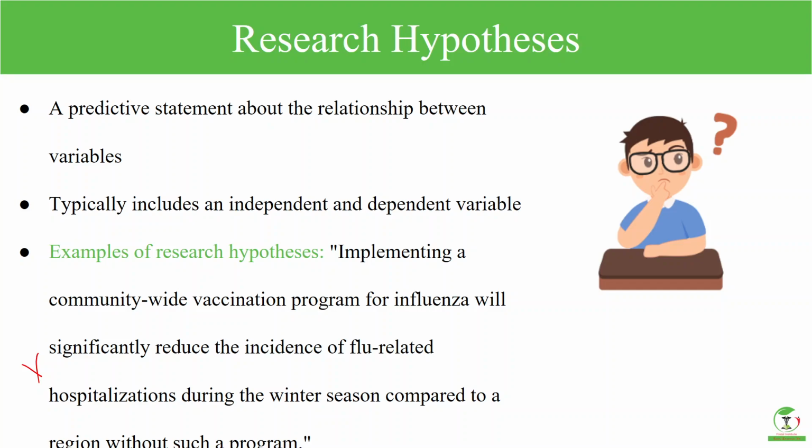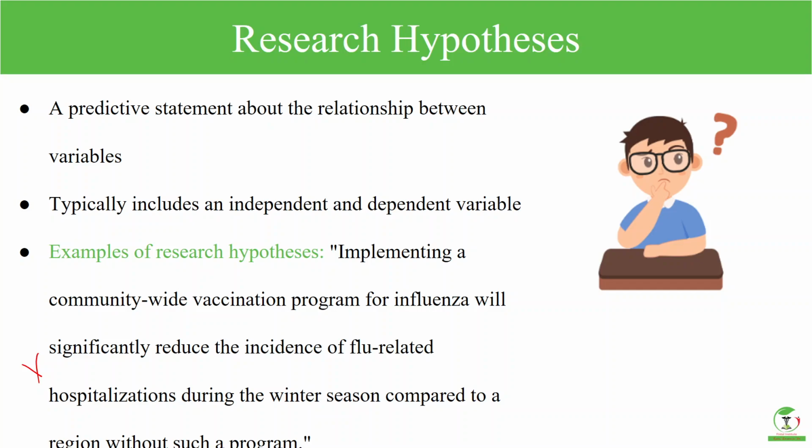Okay, so an example of a research hypothesis in public health can be: implementing a community-wide vaccination campaign for influenza will significantly reduce the incidence of flu-related hospitalizations during winter season compared to a region without such a program. Okay, that is an example of a research hypothesis in public health.